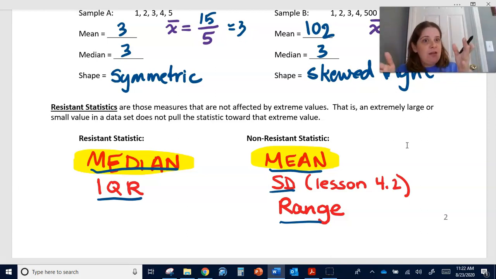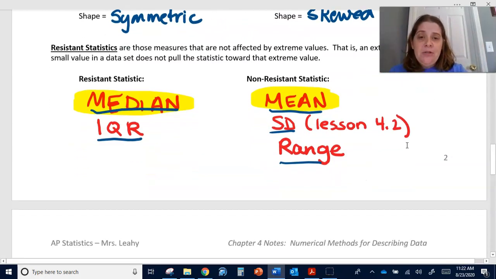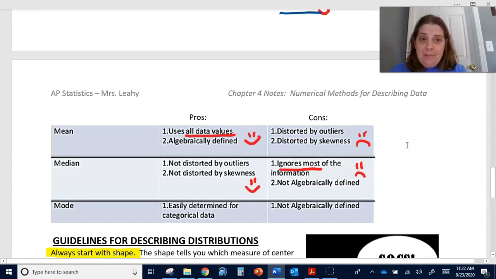But the range, if you think about that, here's your range, and then suddenly you add in a great big value up at the end of the data, that's going to increase that range. So the interquartile range, which is in the middle, that one doesn't change very much. But the overall range or standard deviation, those are non-resistant. They are not very good at holding their values.